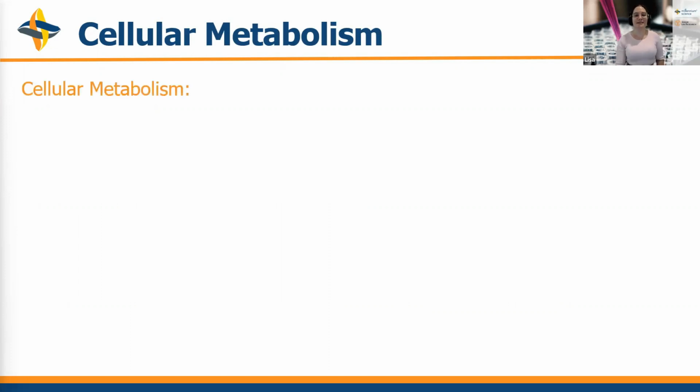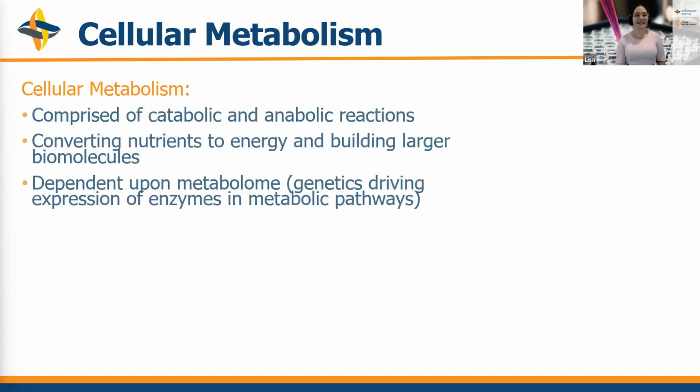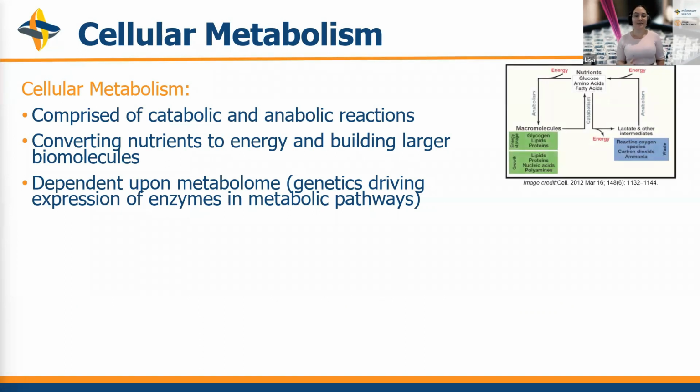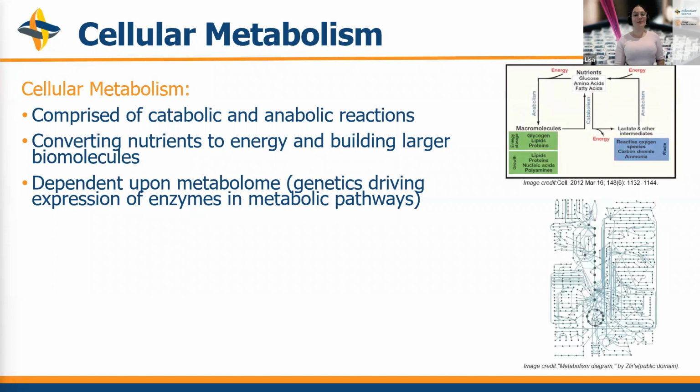Cell metabolism, in its broadest definition, is a series of chemical reactions that occur to maintain life, and it consists of catabolic and anabolic reactions that are linked together in pathways, and those are driven by enzymes within those pathways along with nutrient availability. When we think of metabolism, this image here is often what comes to mind, but the reality is a little bit more complex. And this second image here is, I guess, a more accurate depiction of what metabolism looks like.